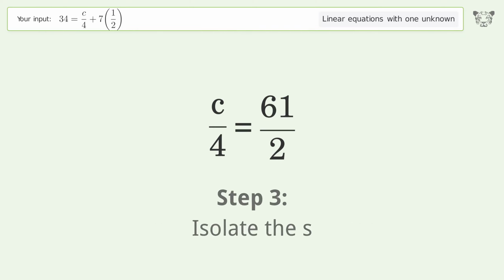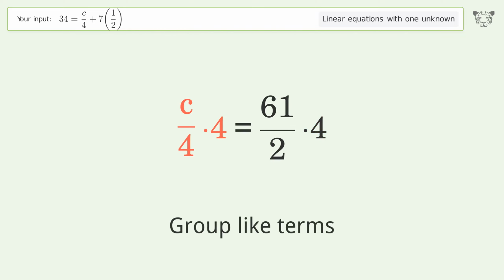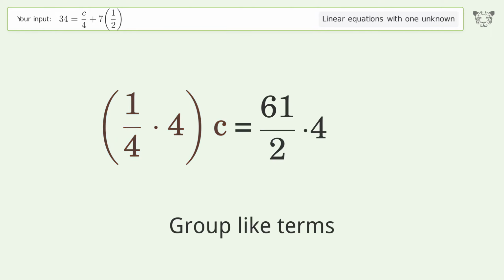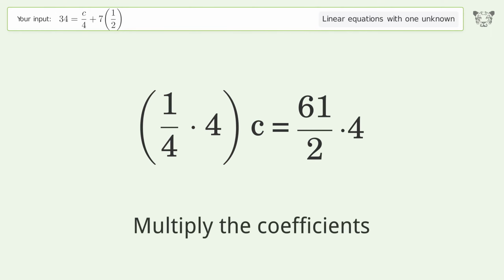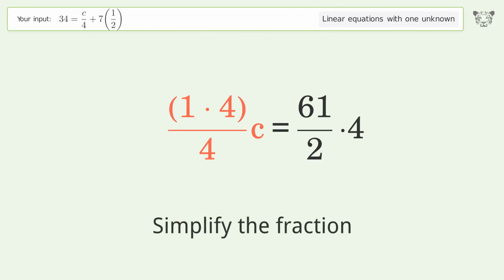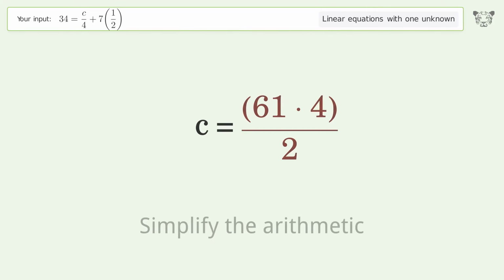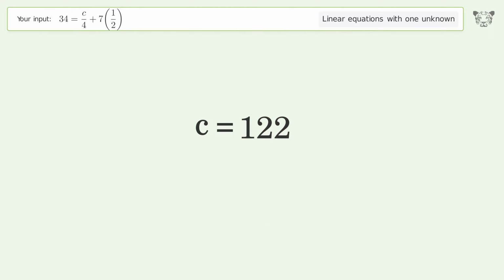Isolate the s. Multiply both sides by 4. Group like terms. Multiply the coefficients. Simplify the fraction. Multiply the fractions. Simplify the arithmetic. And so the final result is c equals 122.